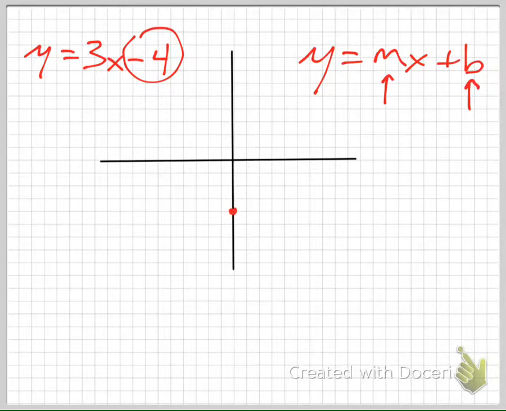Then you look, what's the slope? The slope is 3. That's up 3 over 1. Up 3 over 1. Put the points. There's my line. Does that make sense?